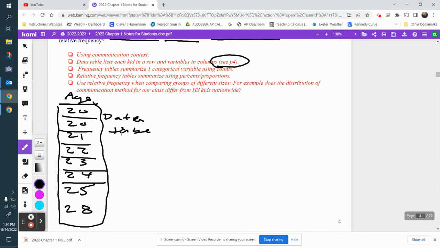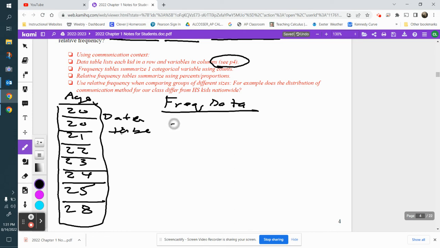So now we've got a frequency data table. So now we've got a frequency data table. So if we have a frequency data table, we have this idea. Let's say we're going to change this.